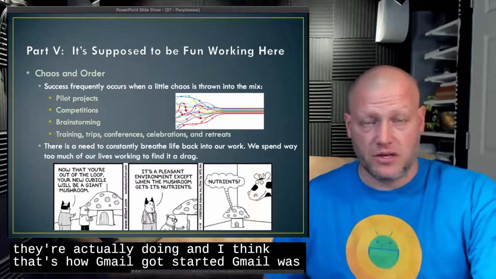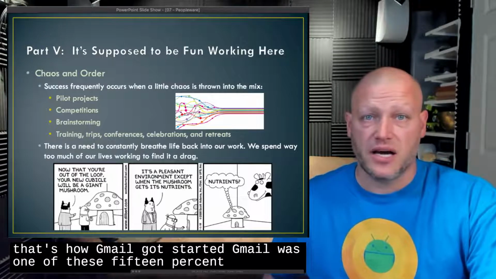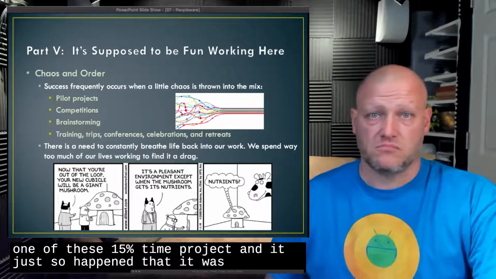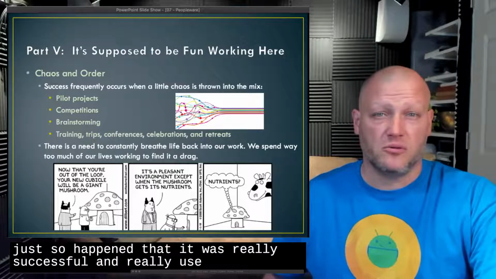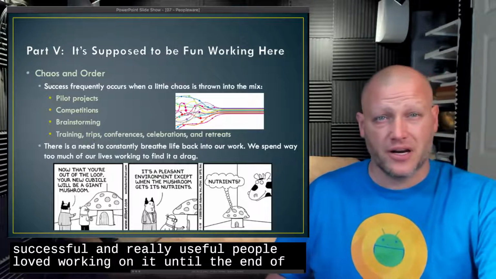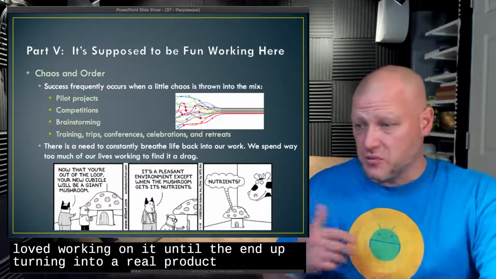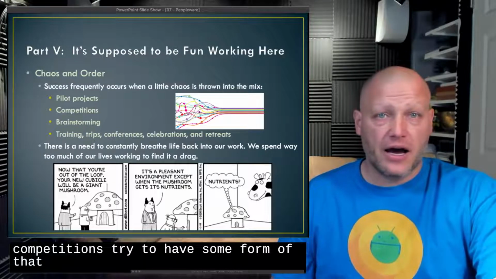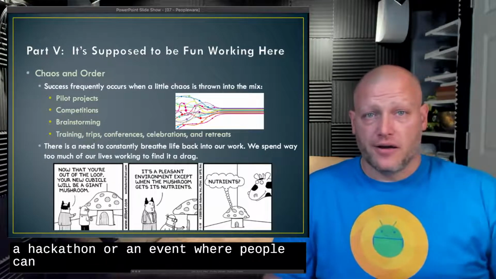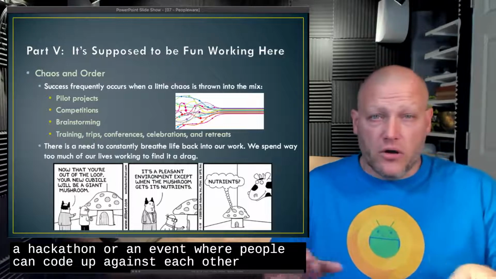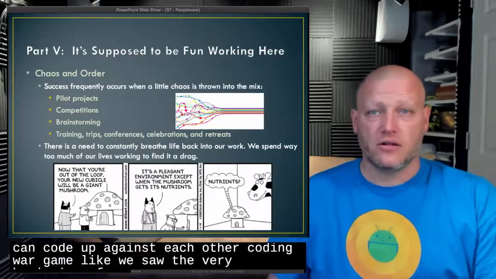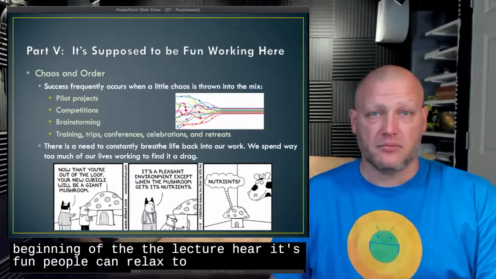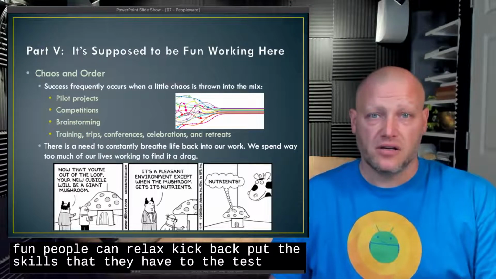Gmail was one of these 15% time projects, and it just so happened that it was really successful and really useful. People loved working on it, and so they ended up turning it into a real product. The next one is competitions. Try to have some form of a hackathon or an event where people can code up against each other, a coding war game like we saw at the very beginning of the lecture here. It's fun. People can relax, kick back, put the skills that they have to the test, and try to win.